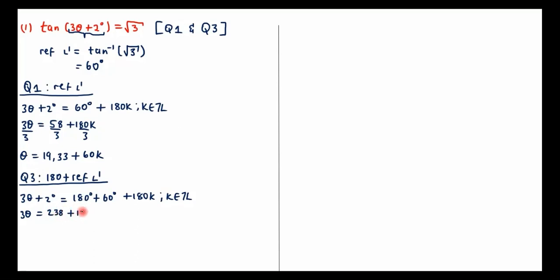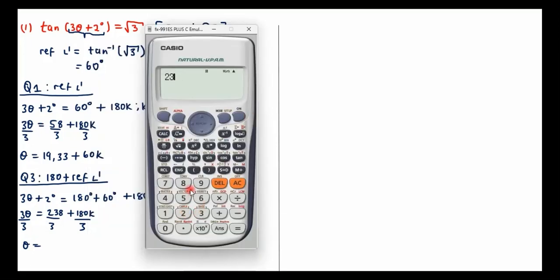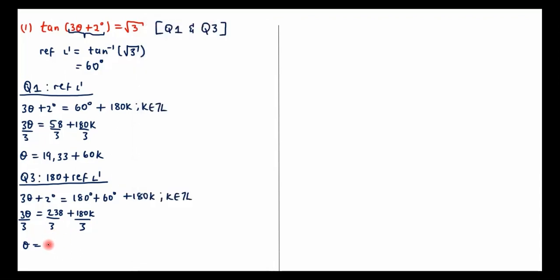238 plus 180k. Then from here, I'm just going to divide by 3, so theta is going to be 238 divided by 3. The answer here will be 79.33. So it's going to be 79.33 plus 60k. This is the first type of general solution that you might encounter.